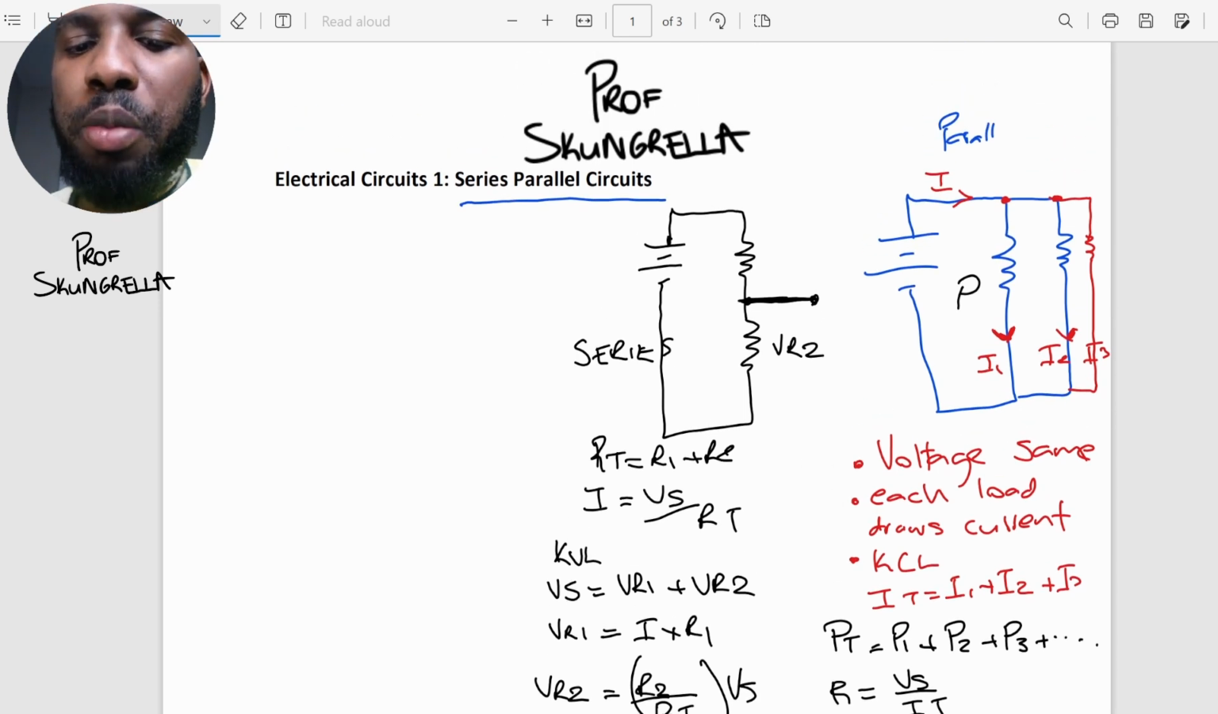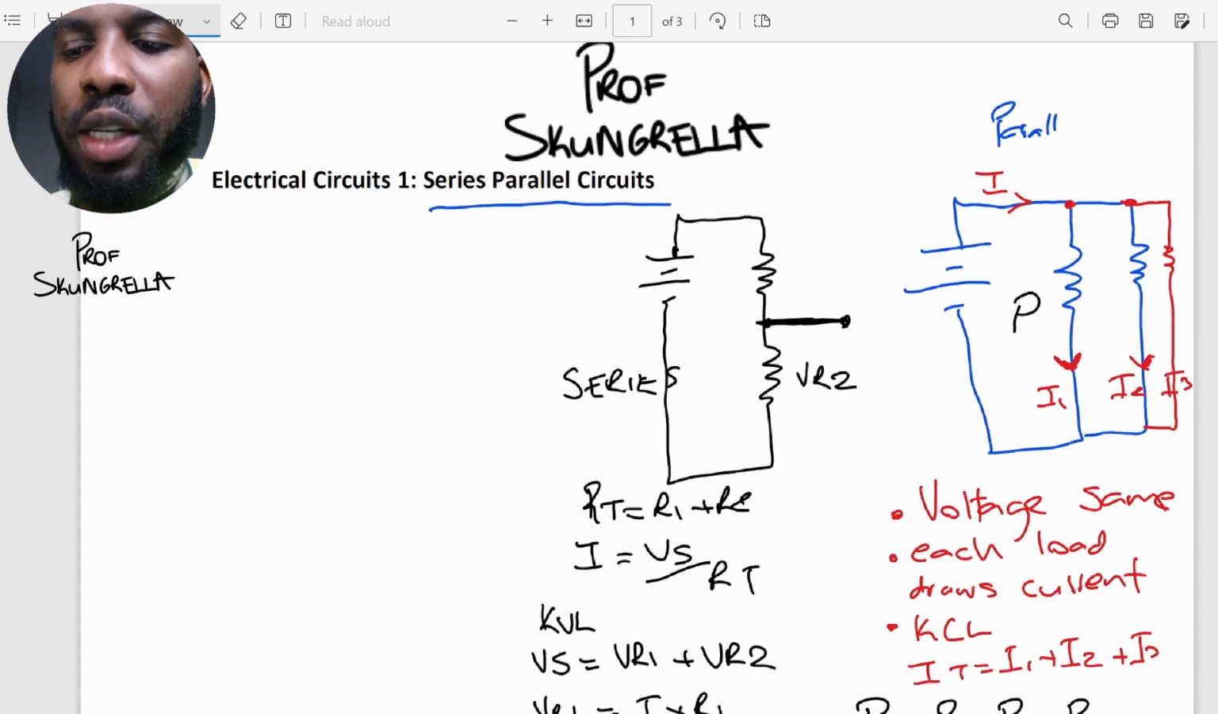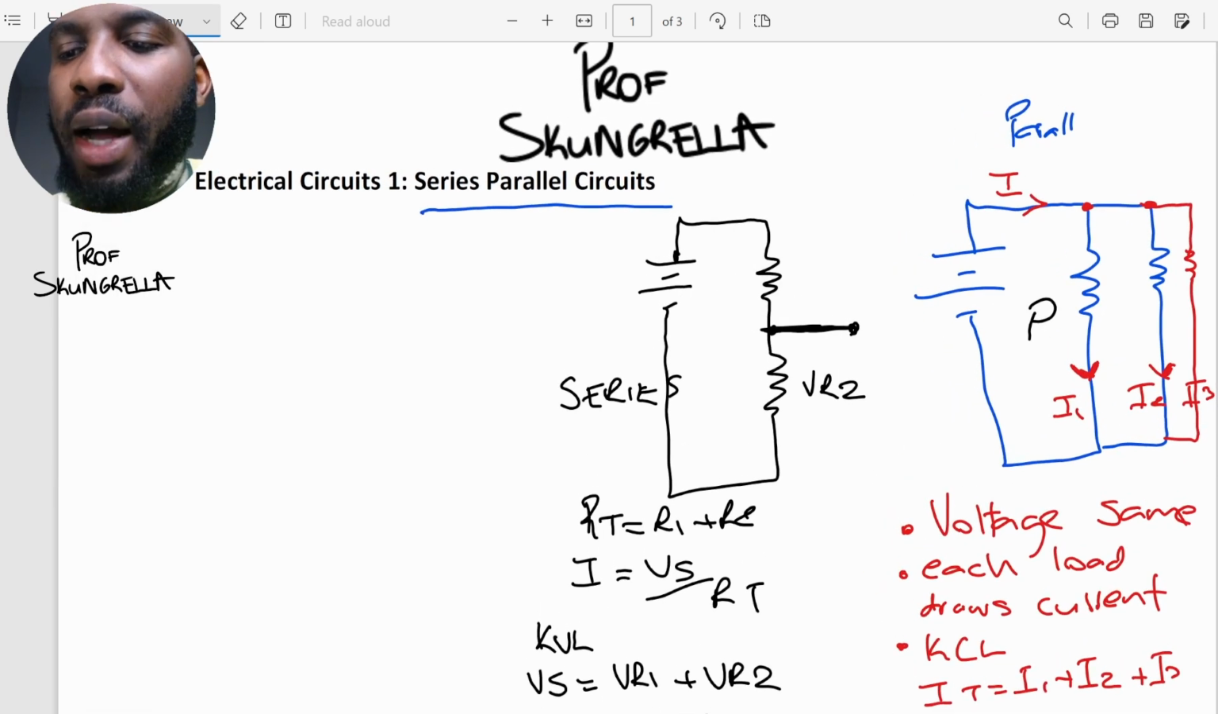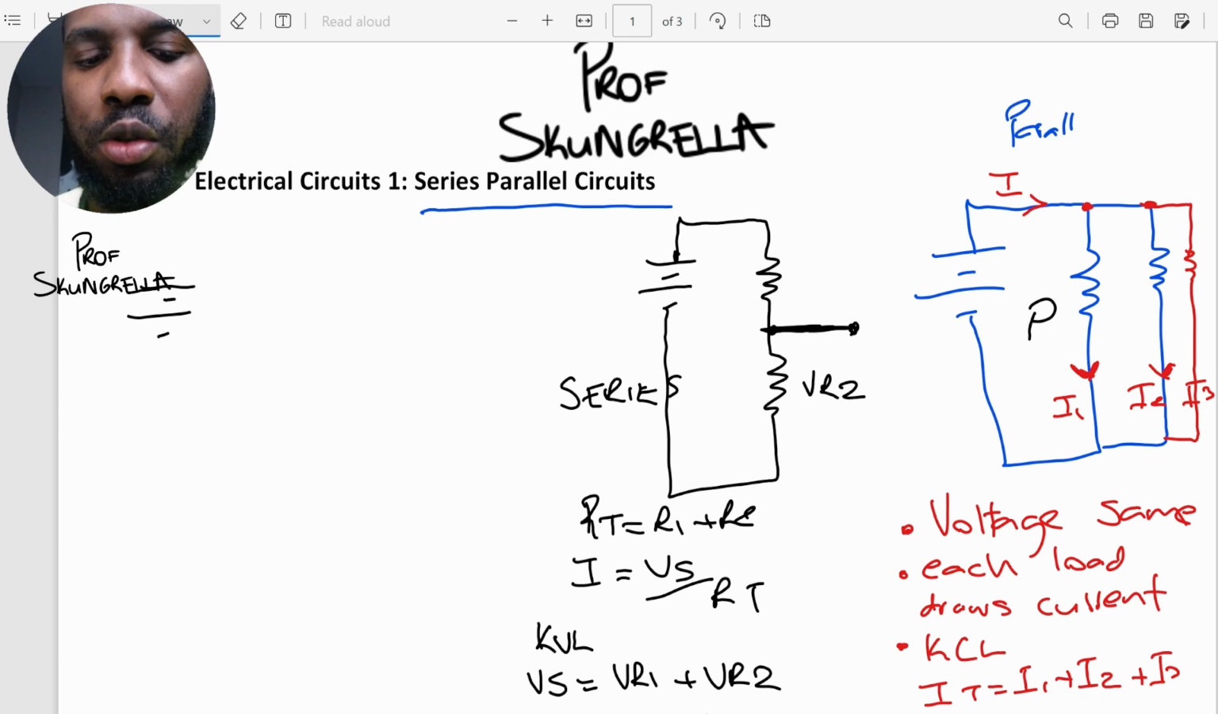Now, in series parallel circuits, we actually now have a combination of series and parallel components that we need to observe, right? So what is an example of a series parallel circuit? Well, I'm going to give you a very simple example, right? And we'll do a couple examples here.